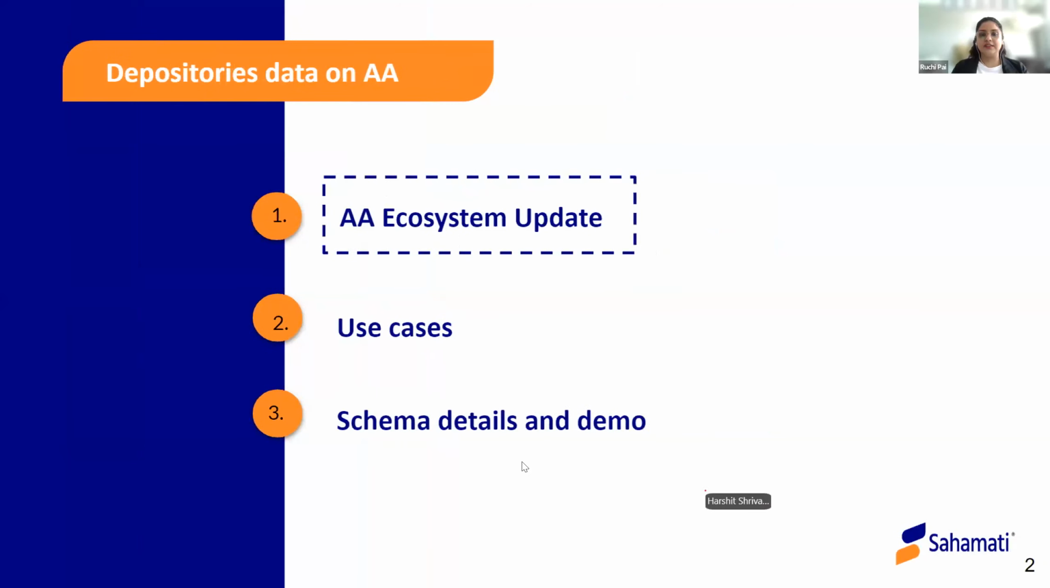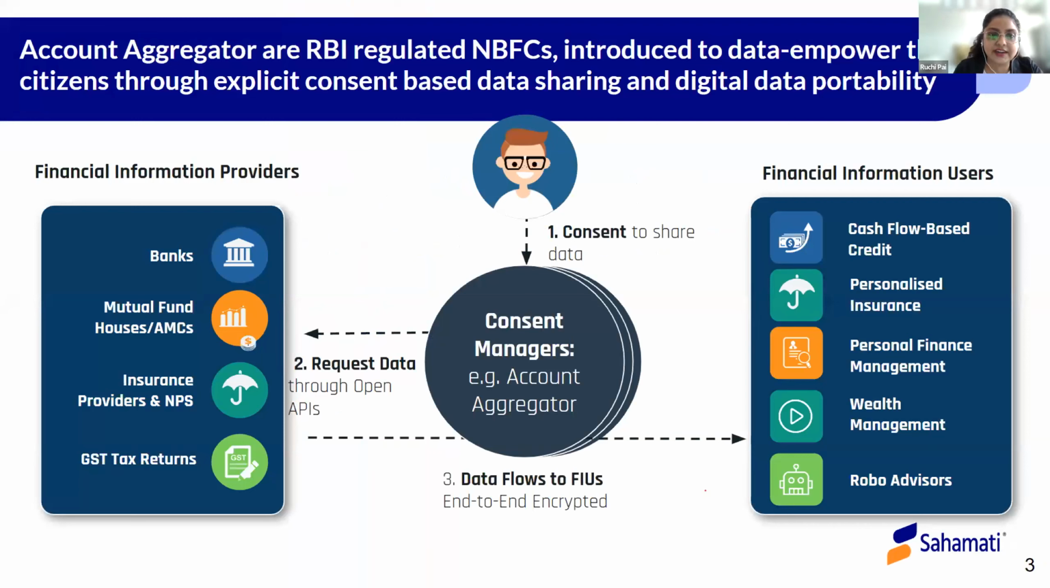Okay. So this presentation is in three bits: AA ecosystem update, use cases, and schema details and demo. We will go through a quick glance. There's an assumption that the audiences are now aware of the basics of account aggregator. We just, for the benefit of people who are probably slightly less familiar with this: there are financial information users, financial information providers, and consent managers in the form of account aggregator. All three entities are registered and regulated by one of the four financial service regulators, which includes RBI, SEBI, IRDA, and PFRDA.